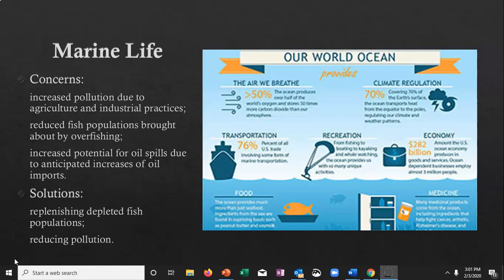So solutions would be replenishing depleted fish populations, so making sure that we're fishing sustainably and not taking so much out of the environment that populations can't replenish themselves. And also, just like everything else, reducing population would help too, but reducing pollution is key.